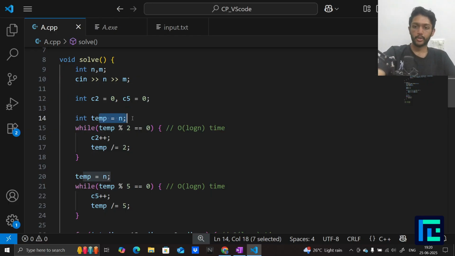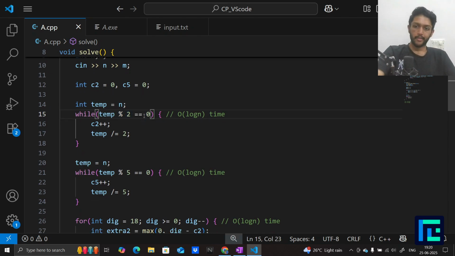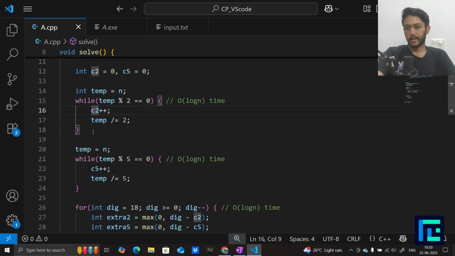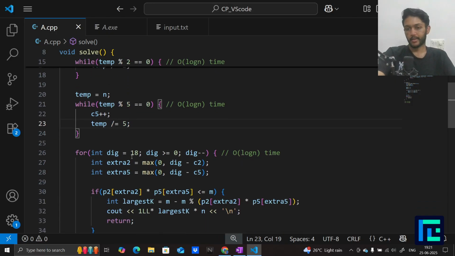So temp is equal to n. While temp mod 2 equals 0, we will do C2 plus plus. While our n is divisible by 2, I will divide it by 2 and increase the counter. So I'm essentially decreasing the number of 2's by 1. While it has a 2, I'll do this. And same thing, while temp mod 5 equals 0, C5 plus plus and temp divide equals 5, right?